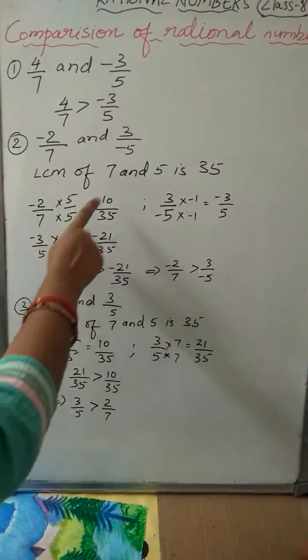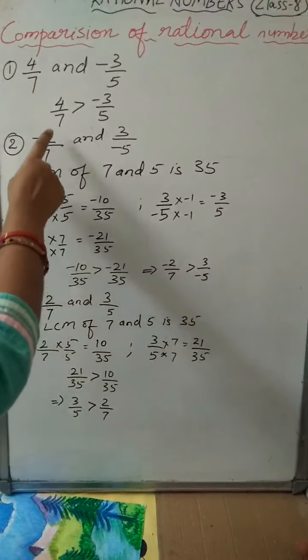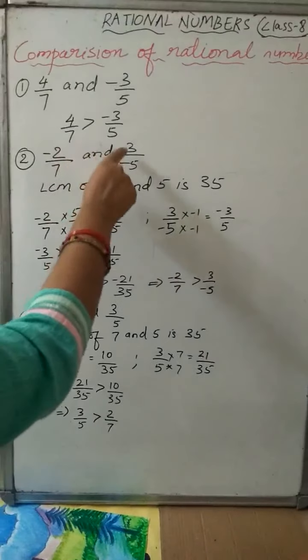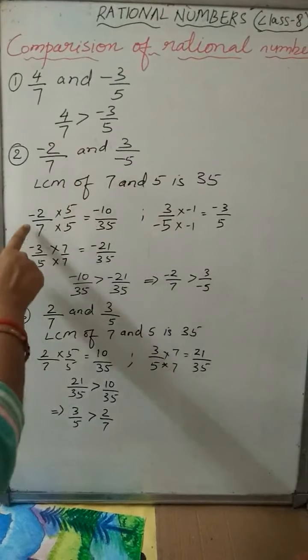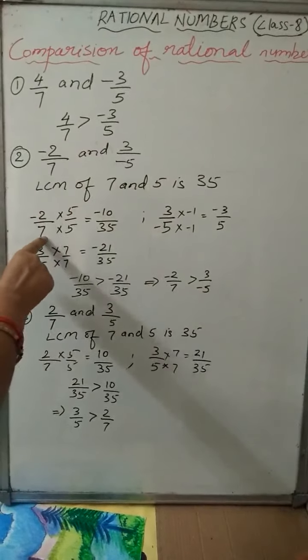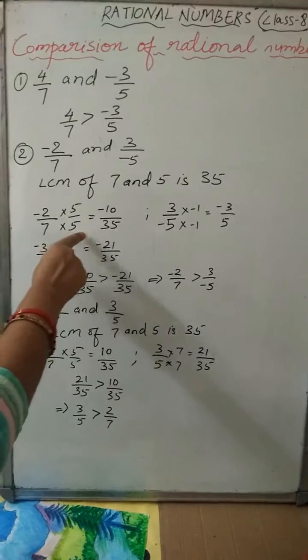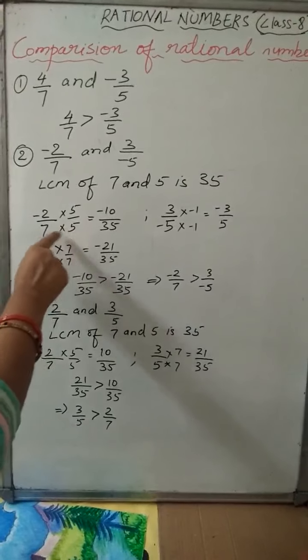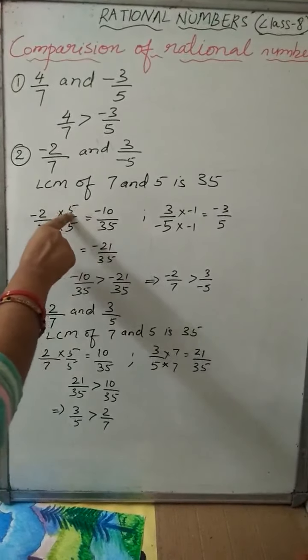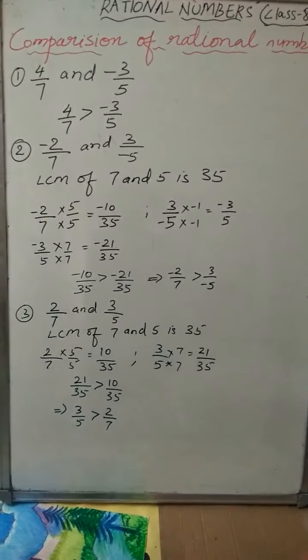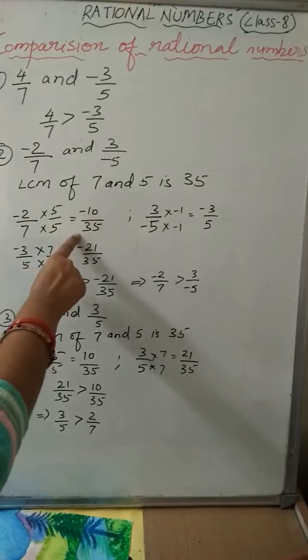Next you have to make equivalent fractions of minus 2 by 7 and 3 by minus 5. So minus 2 by 7, what will you multiply here to get 35? So here it is 5. So 7 5s are 35 and the same you have to multiply in the numerator also. So here it is minus 10 by 35.